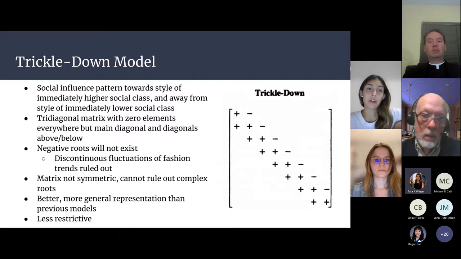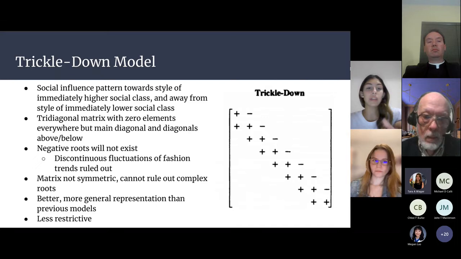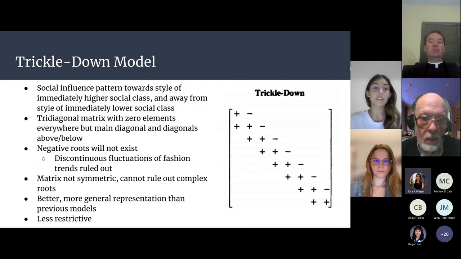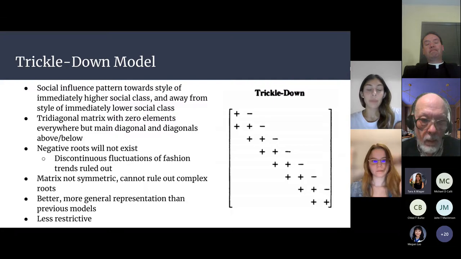And then lastly, we have the trickle-down model, the trickle-down theory. So this one is about social influence patterns between three social classes. So there's the middle class, the class that is immediately higher, and then the class that is immediately lower. This creates a tri-diagonal matrix with zero elements everywhere but the main diagonal and the diagonals above and below. Because of that, negative roots will not exist. So then the discontinuous fluctuations of fashion trends are ruled out. The matrix is not symmetric, so we cannot rule out the complex roots. This is a better, more general representation than previous models because it is less restrictive.